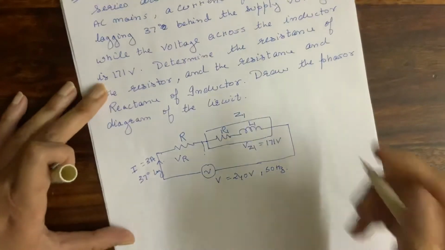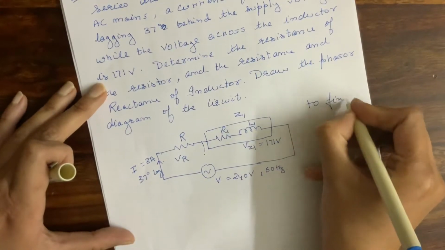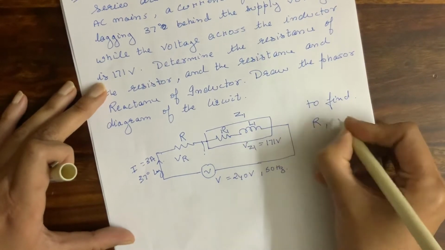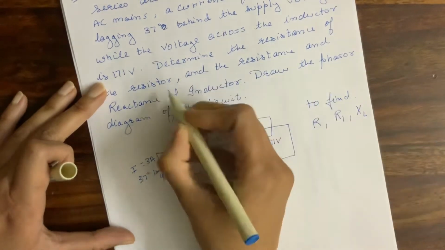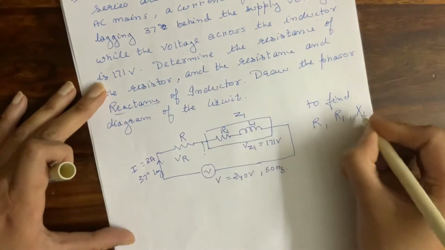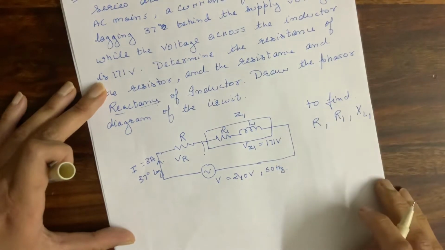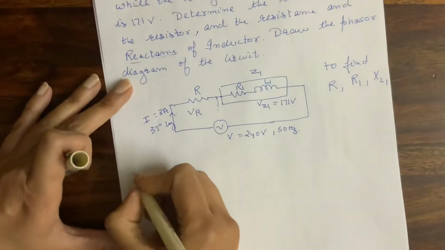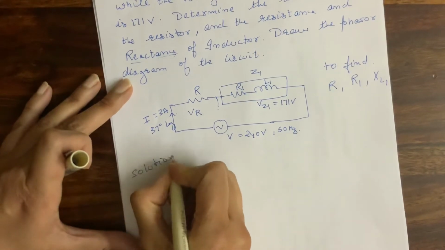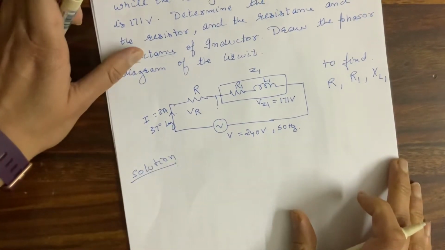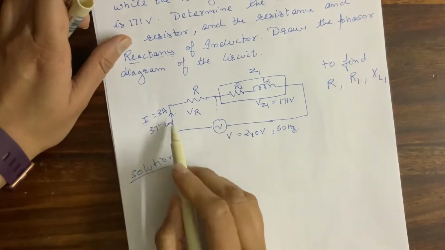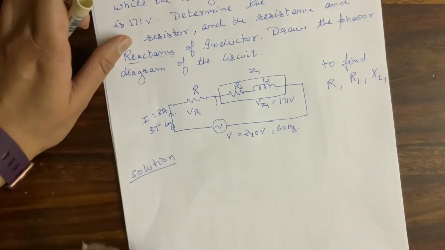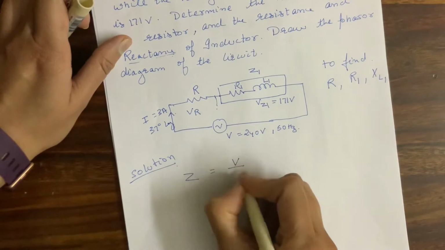Now we have to find the values of R, R1 and the reactance value XL1. These three values we have to find. So let's proceed. Whenever such RL series circuit questions come, first we have to see if total voltage or total current is given. If total voltage and total current are given, we can find the total impedance: Z is equal to V upon I.